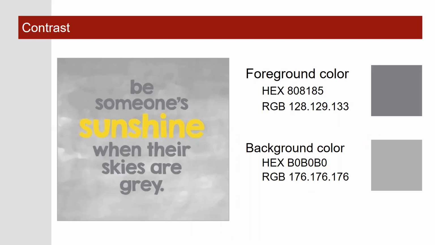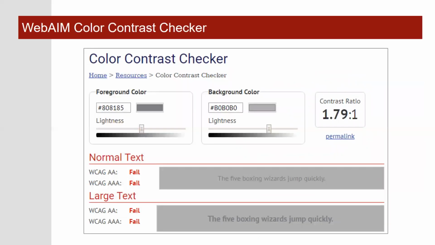Both the foreground text and the background are shades of gray, except for the word sunshine, which is yellow. And this combination is difficult for many of us to read, but it would be especially challenging for users with low vision and users in bright sunlight. There are several different tools you can use to check for sufficient contrast. I'm going to include links to them in the follow-up email.